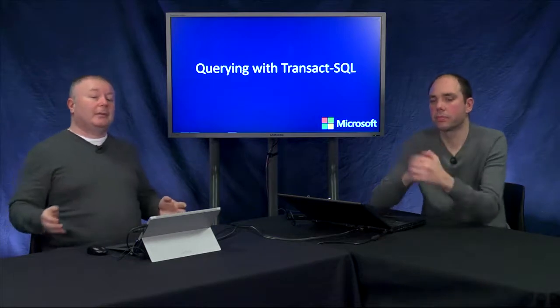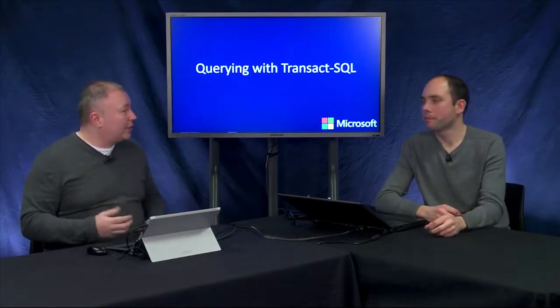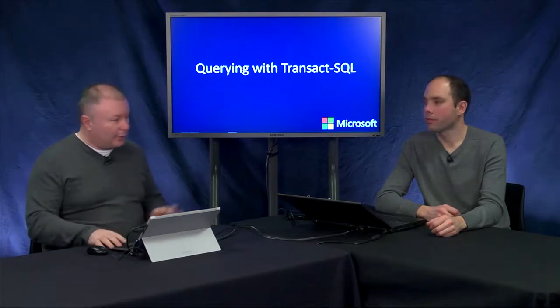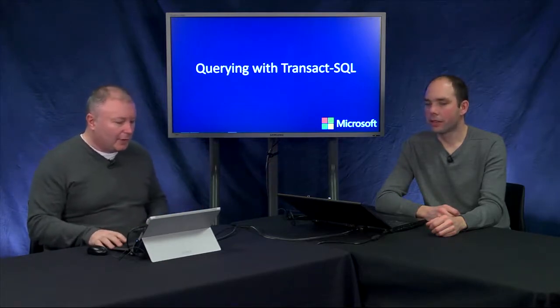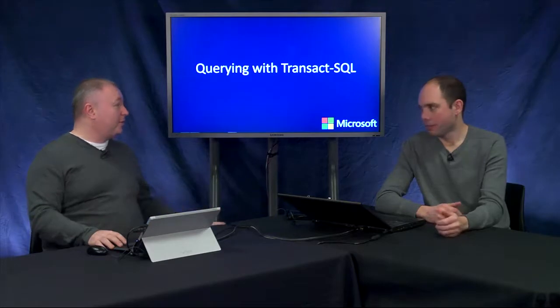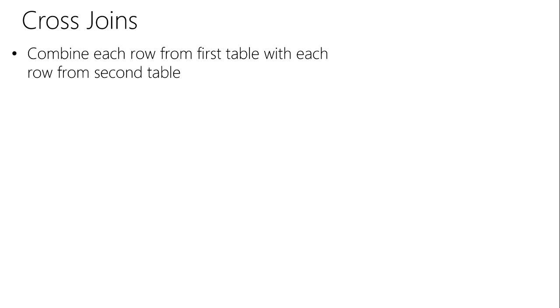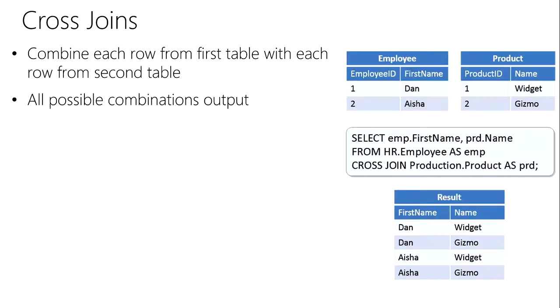So we've looked at inner joins, and we've looked at outer joins, a couple of different types of join there. The other type of join we're going to look at is cross joins, and you alluded to this earlier on, Jeff. We talked about Cartesian products. Yeah, and that's exactly what cross joins are designed to do. So we combine each row from the first table with each row from the second table, and we get all possible combinations back out of that.